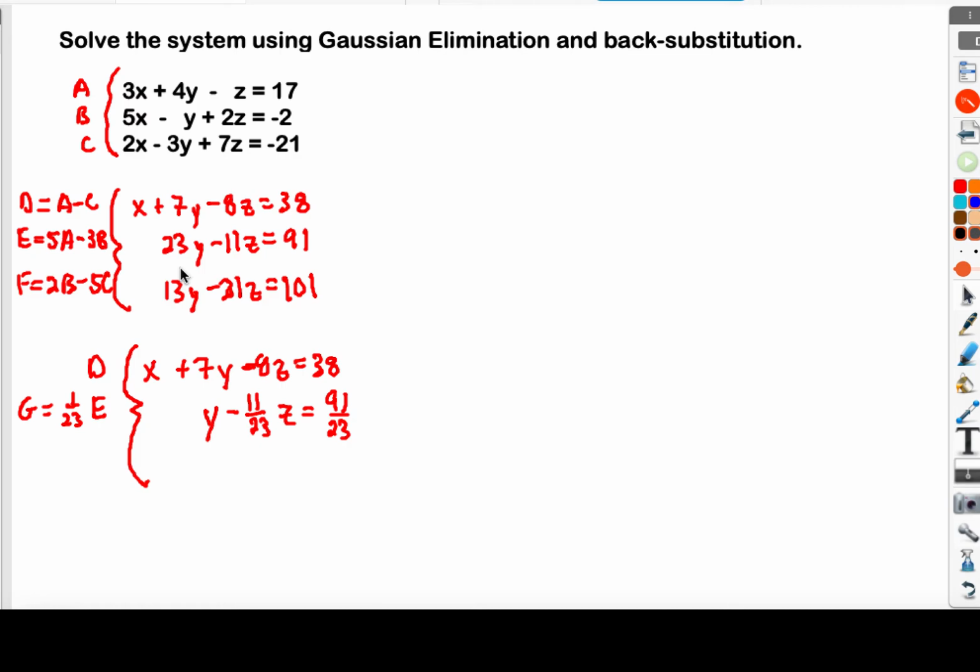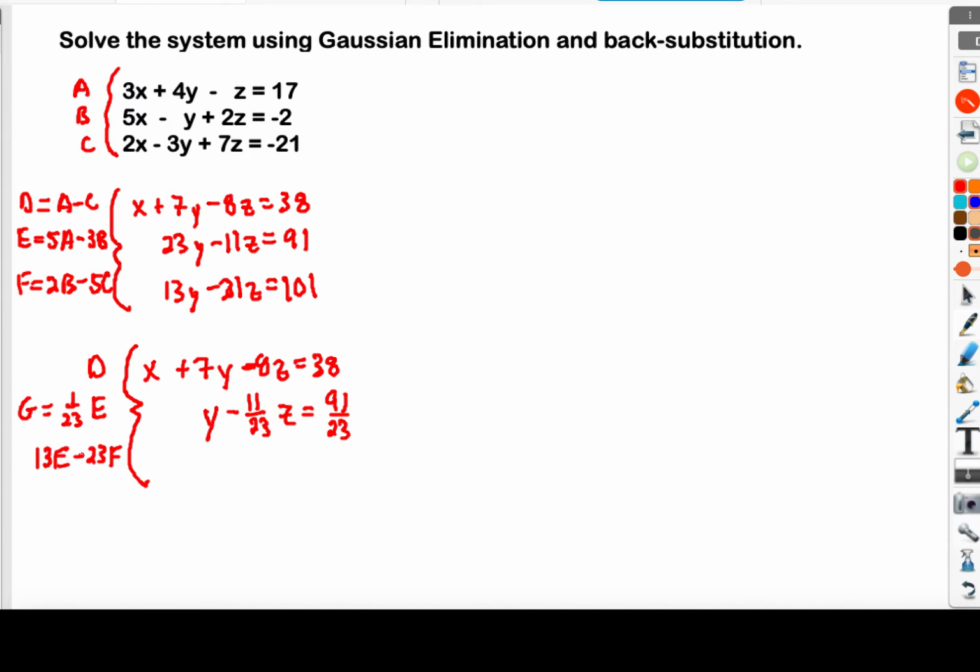And I'll do that by taking equation E and multiplying it by 13. And I'm going to take equation F and multiply it by 23. We're just going to multiply those two numbers by each other. Since they're both positive, let's go ahead and subtract those so that we end up without a y value. So we'll just get our calculator ready and handy here.